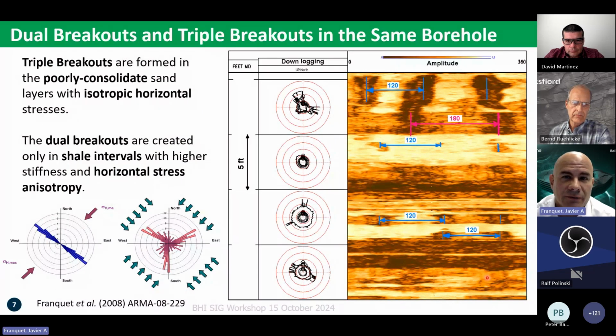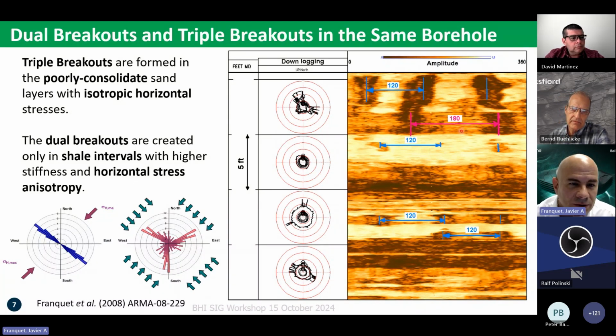If you ask the question whether you can have dual and triplet breakouts at the same time, the answer is yes. This is a borehole image where you have a poorly consolidated sand here and you have the triple breakout very clearly happening. And then this is the shale. Now the shale has more integrity, more stiffness, a high Young's modulus compared to the poorly consolidated sand.